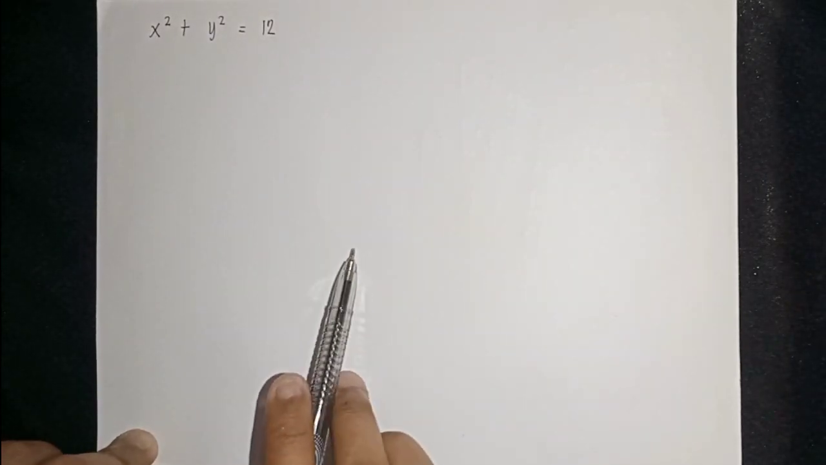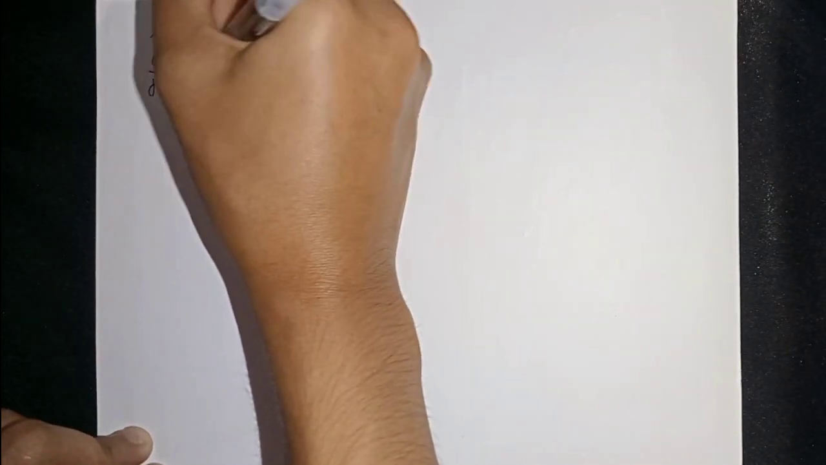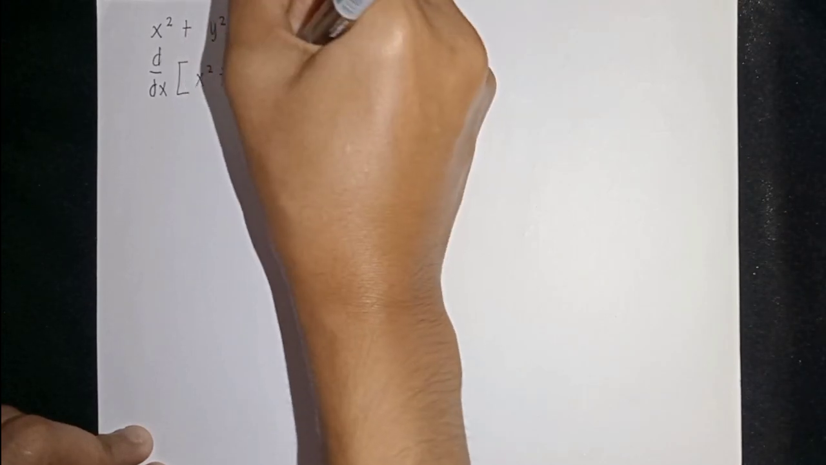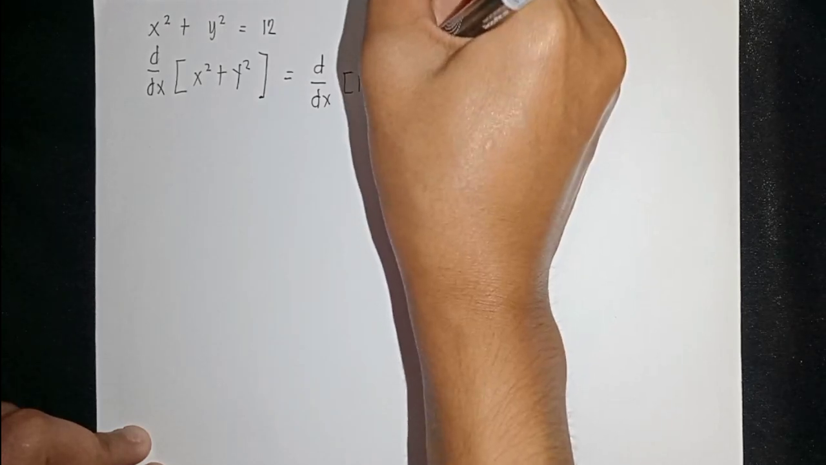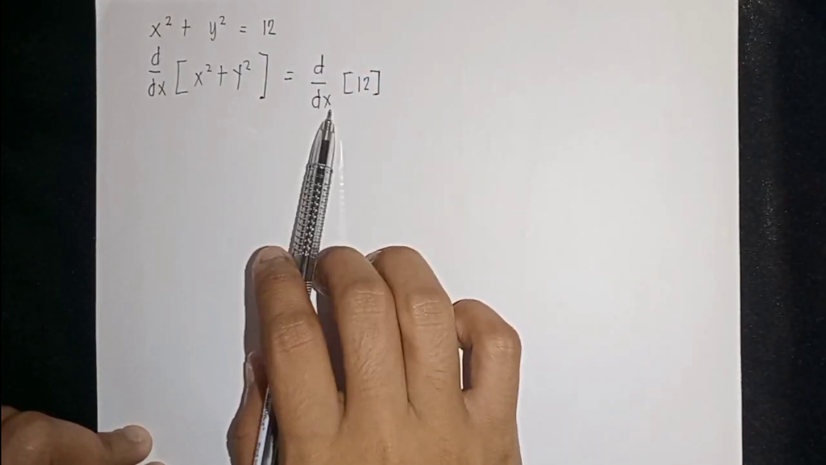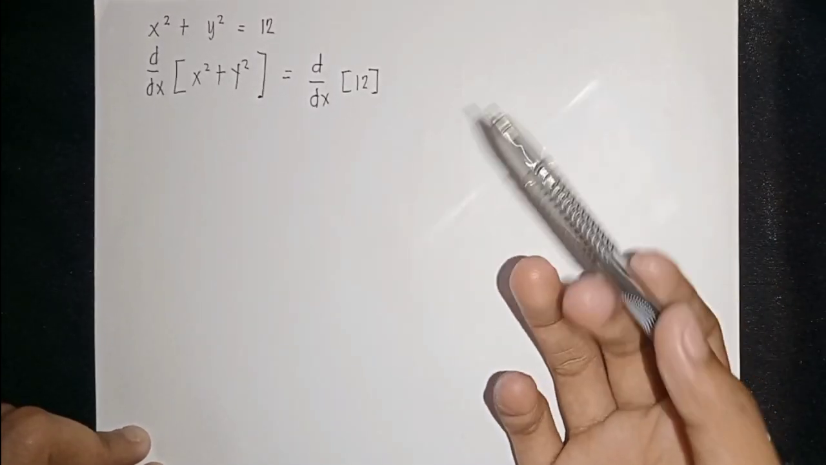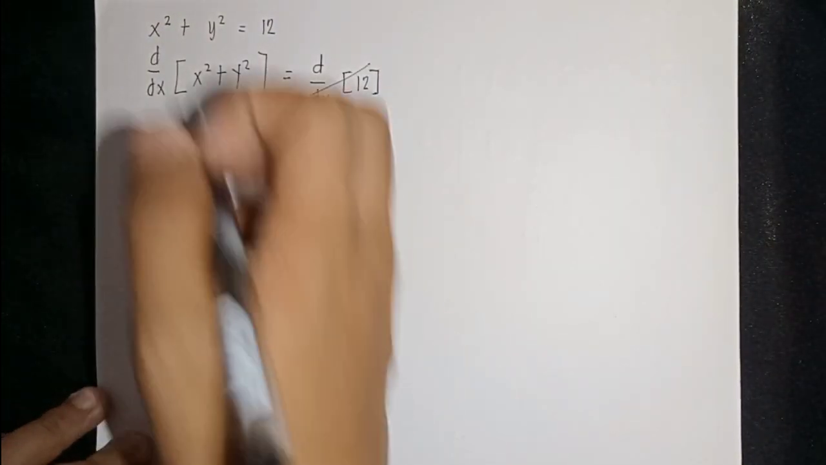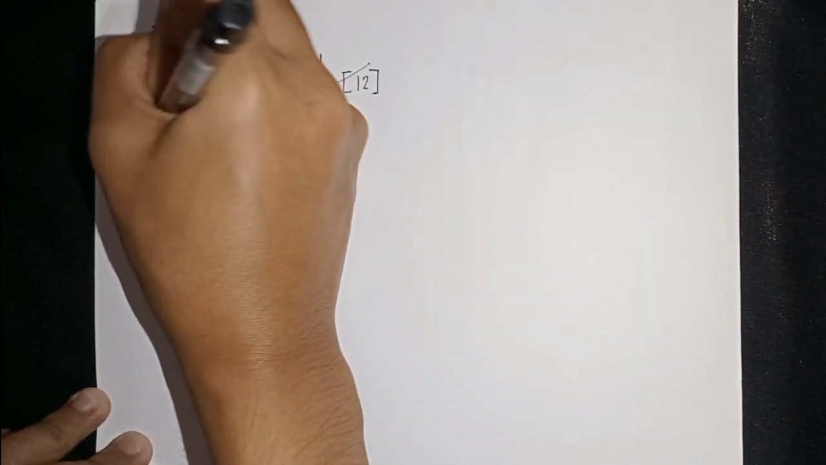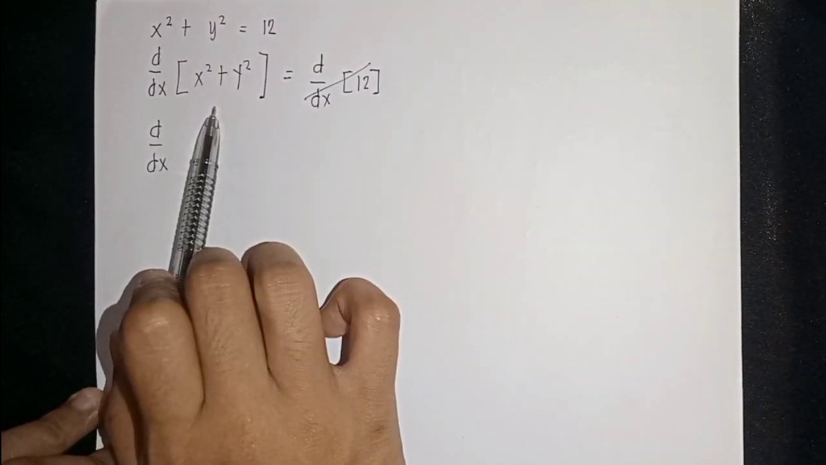The first thing we'll do is to take the derivative of both sides with respect to x. So let's write the derivative of x squared plus y squared with respect to x is equal to the derivative of 12 with respect to x. Notice that the right side of the equation is constant, and just like always, the derivative of a constant is 0. So let's scratch out this derivative of 12, which is 0. And then on the left side, we'll need to take the derivative of both components of x squared plus y squared.